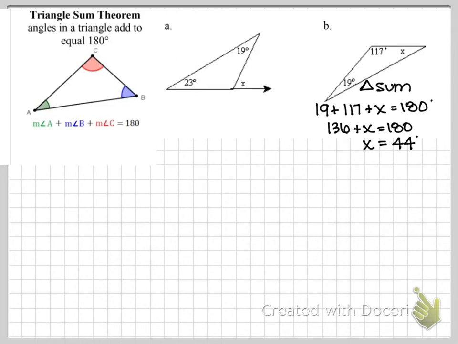So we have the three components that we've talked about so far. We have our justification or our reason. We have the correct equation set up. And then we have the work with the correct answer.